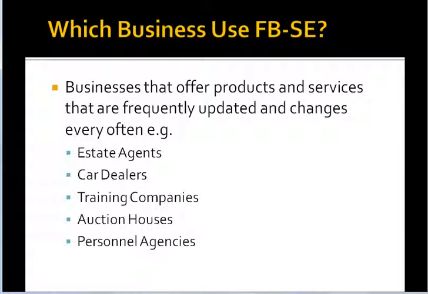So are the car dealers. Training companies are running training programs, and those training programs are frequently changing, and this can range from updating the programs and setting new dates for new training programs. Auction houses also sell properties, houses, cars, and so on. So they have stock that frequently changes as and when they buy and sell properties or those items.